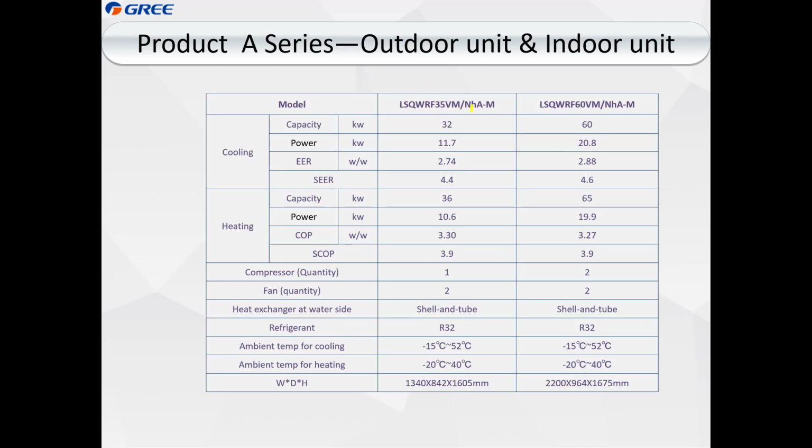The A series includes 35 kilowatt and 60 kilowatt. The 35 kilowatt has 1 compressor, and the 60 kilowatt has 2 compressors. This series is inverter, which is different from the D and E series.